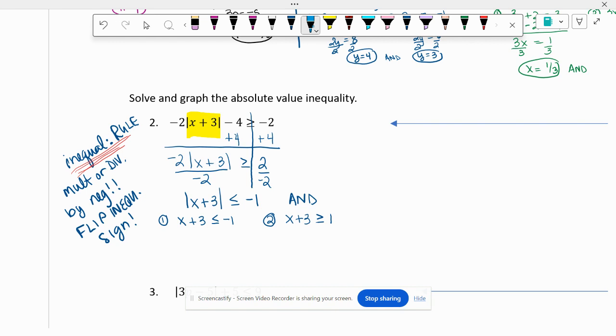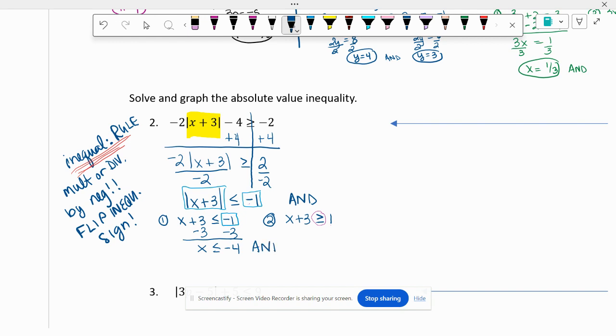So let's talk about what we did. We wrote the first inequality just exactly like it was written without the absolute value signs. But when I come up with my second inequality, I have to make it the opposite. The opposite of a -1 is a +1, but I have to flip my sign. So now we're going to solve these. I'm going to subtract 3 from both sides. So this means that x is less than or equal to -4.